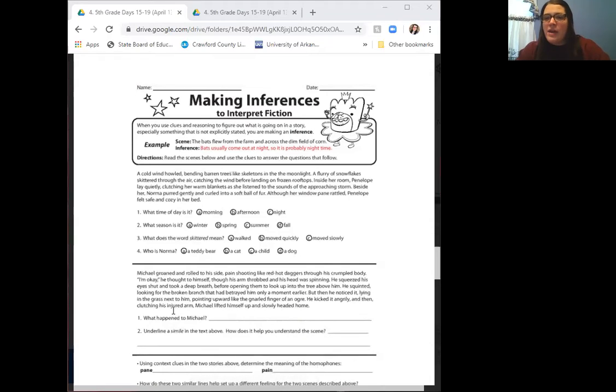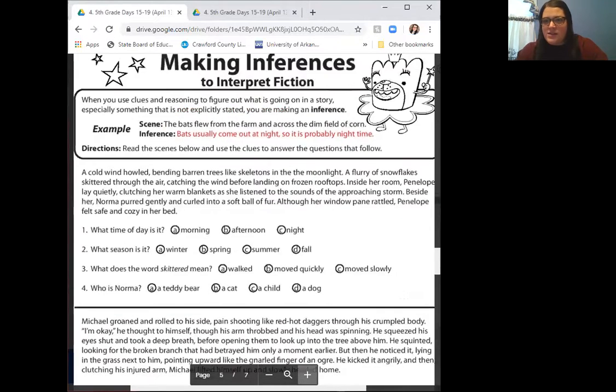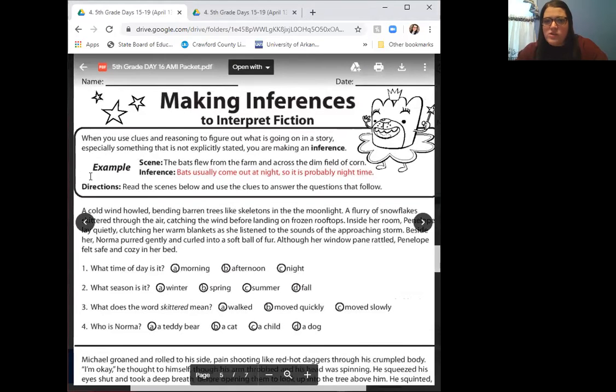Okay, so we have making inferences to interpret fiction. So it says on here, let me see if I can zoom in. I sure can. So it says here at the top, when you use clues and reasoning to figure out what is going on in a story, especially something that is not explicitly stated, you are making an inference. So it gives you an example.